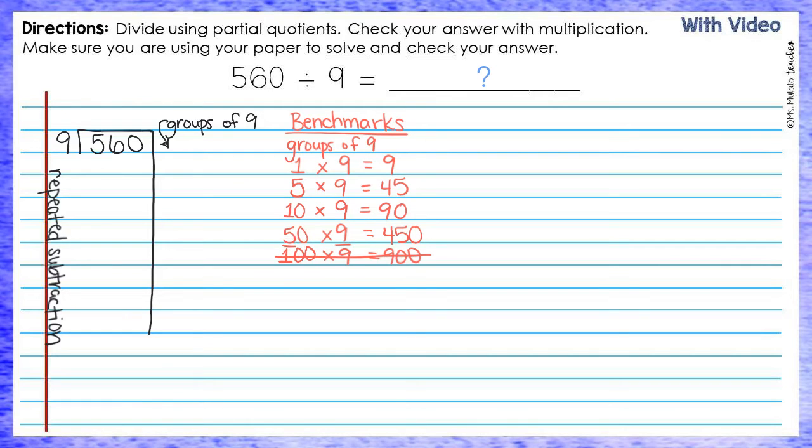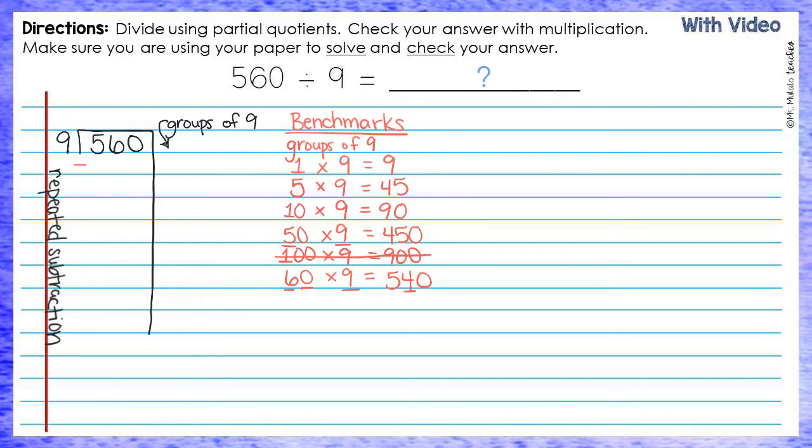If we wanted to, we could say, well, I know that it's kind of close to 450, and that was 50 groups. What if I tried 60 groups of 9? And we can use our patterns of 10. 6 times 9 is 54 tens. So 54 is in the tens place. Yes, 540 is close to 560. By going and doing 60 times 9 instead of 50 times 9, I cut out a lot more subtraction.